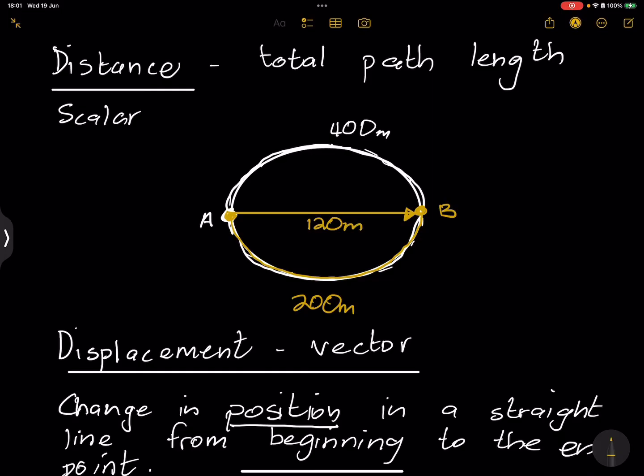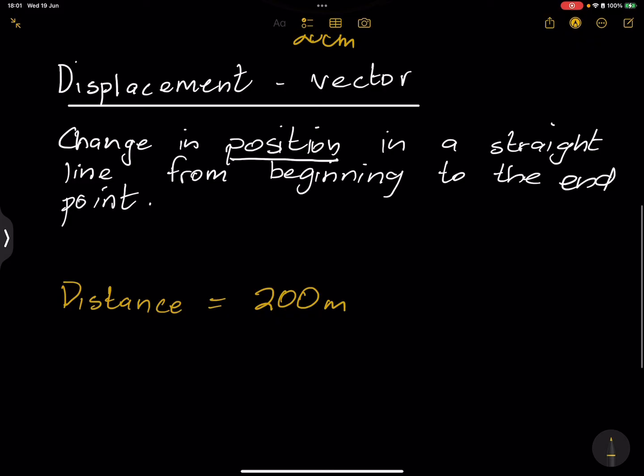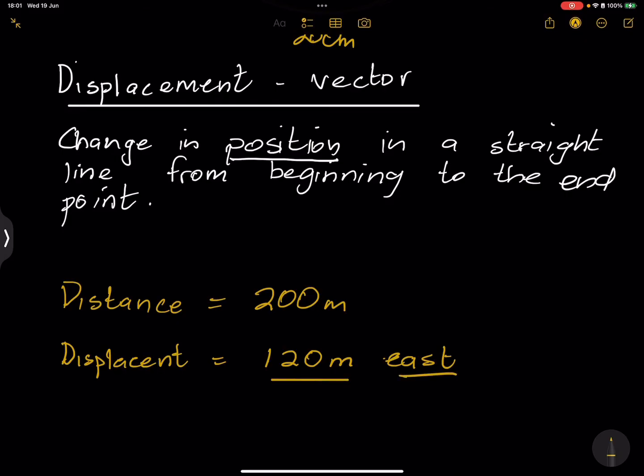So now note, in this case, we said the distance would be 200 meters, but the change in position, the displacement, would be equal to 120 meters. Note, because it is a vector, we will say, between A and B, let's just say to the right, or let's say to the east. So 120 to the east. So it has both magnitude and it has direction.